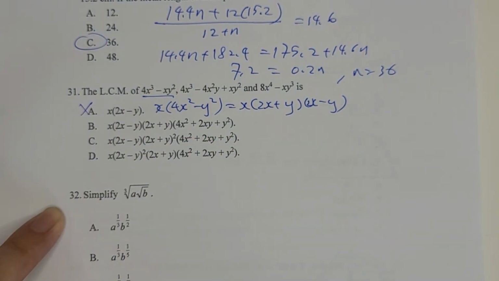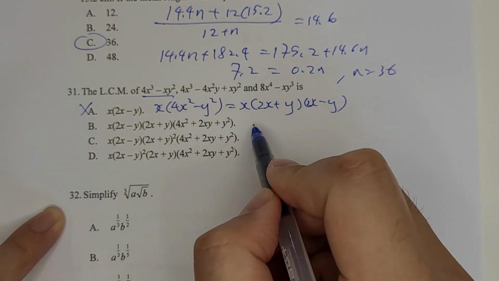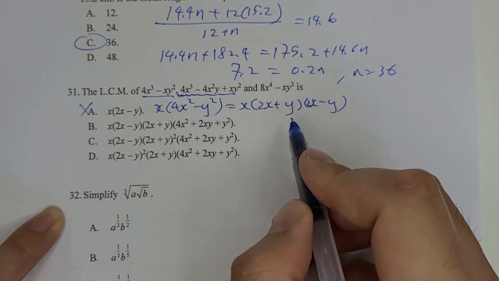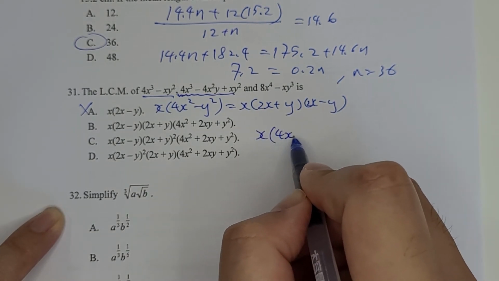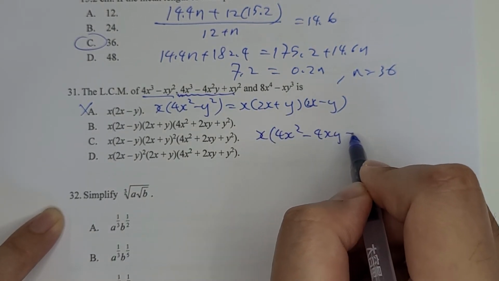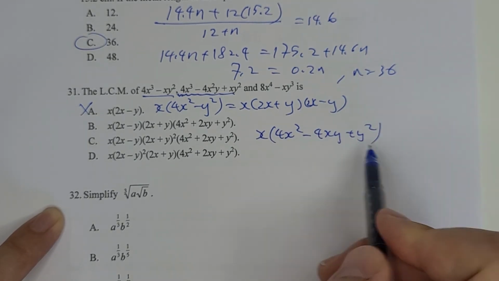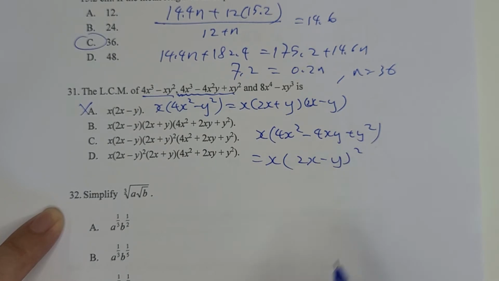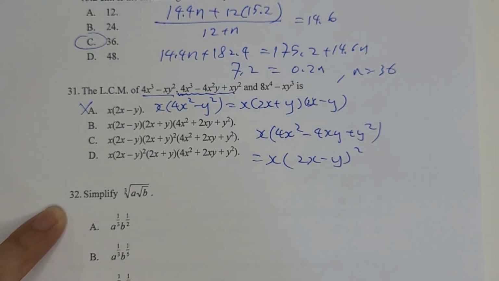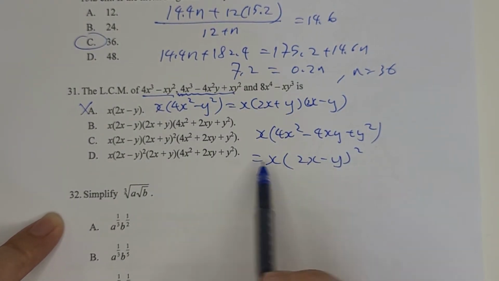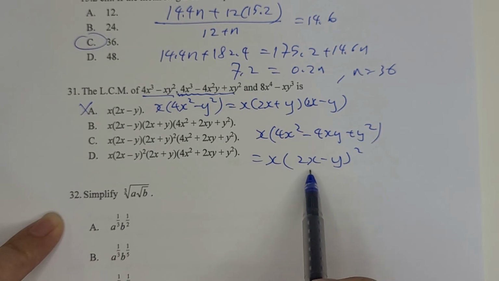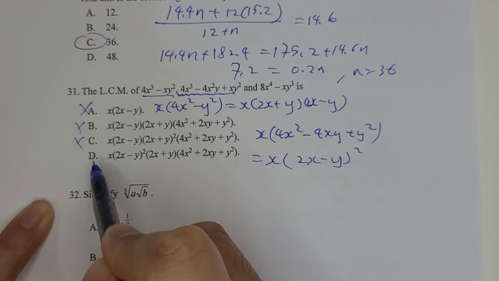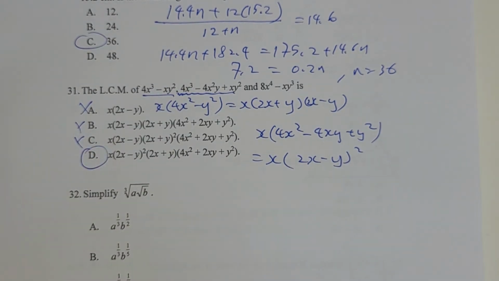Okay? For the second one, take out the common factor x, 4x squared minus 4xy plus y squared. Again, that is a perfect square, x bracket 2x minus y all squared. Okay? So, the answer without 2x minus y bracket squared should be removed. So, answer D. Okay?